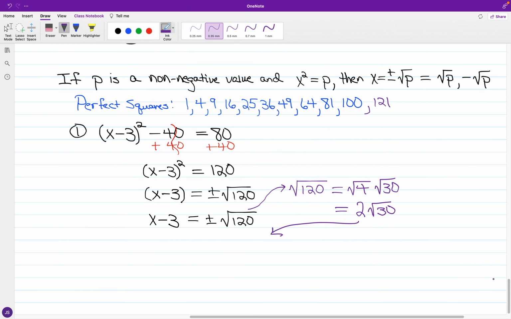And so going back to our square root property of equality, now on the left we have x minus 3 is equal to plus or minus 2 times the square root of 30. And now getting x by itself, I'm going to add 3 to both sides here. So I'm going to apply 3 at both ends.